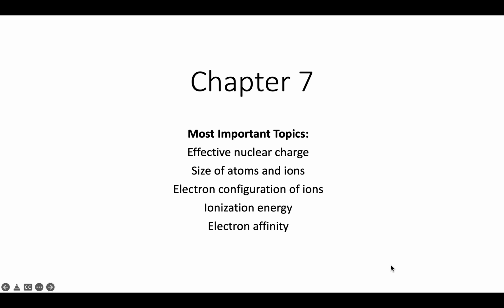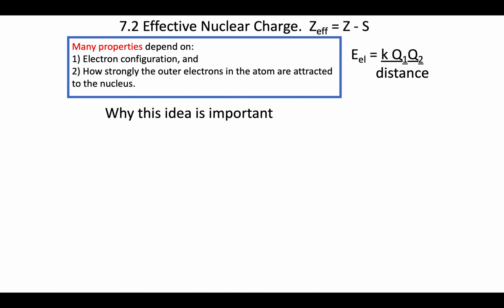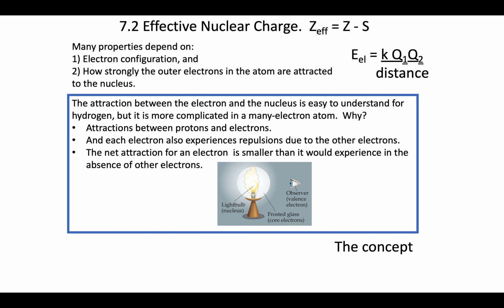In this video, I discuss some questions from Chapter 7 that address the most important topics, those being effective nuclear charge, the size of various atoms and ions, determining the electron configuration of ions, ionization energy, and electron affinity. When I'm thinking effective nuclear charge, it's important because many of the properties depend on the electron configuration and how strongly the outer electrons are attracted to the nucleus.